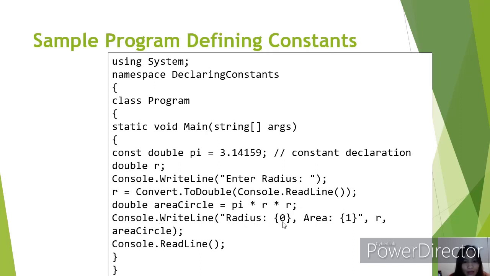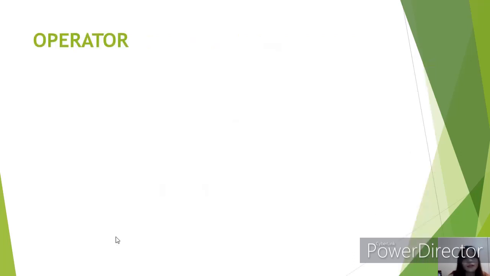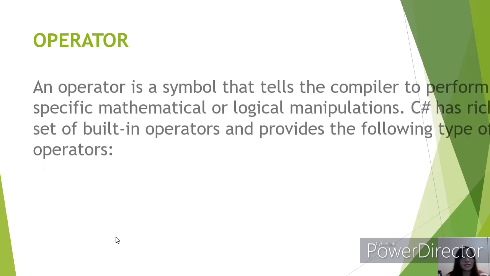To display, we have this very important number here, which is 0 and 1. So, 0 will be the allocation for the first variable you put here, which is r. Therefore, r will be displayed in this memory location, and for this one the area of the circle will be displayed. So if there are other variables or constants to be displayed, you can just add 2, 3, 4, and so on.